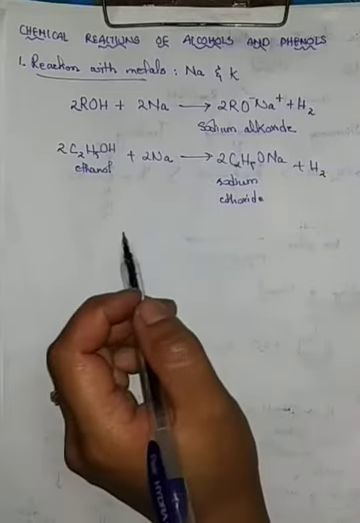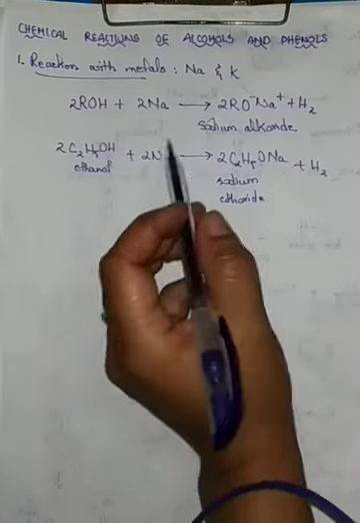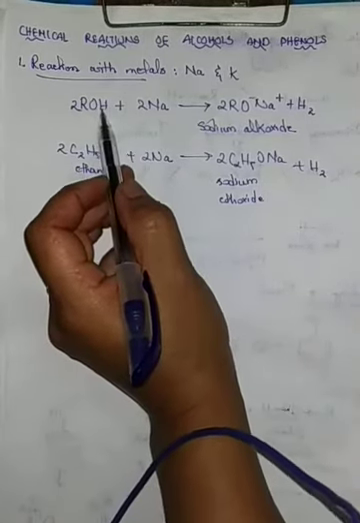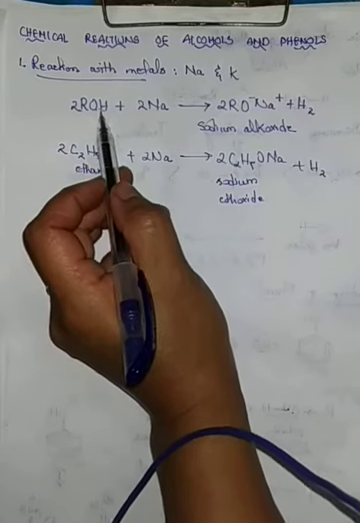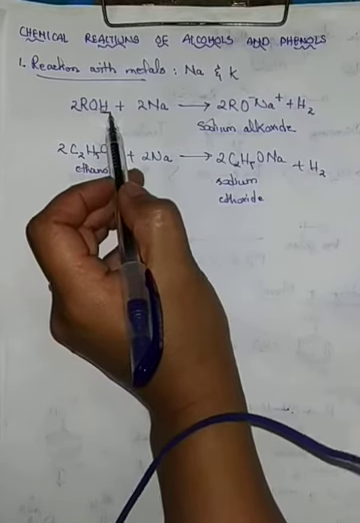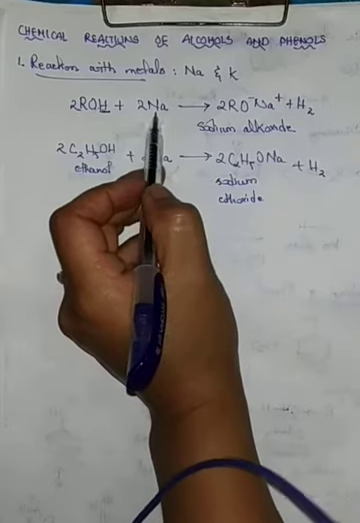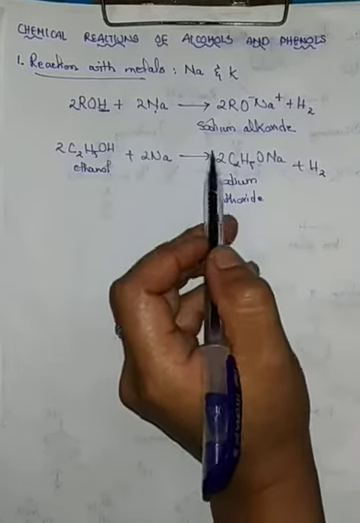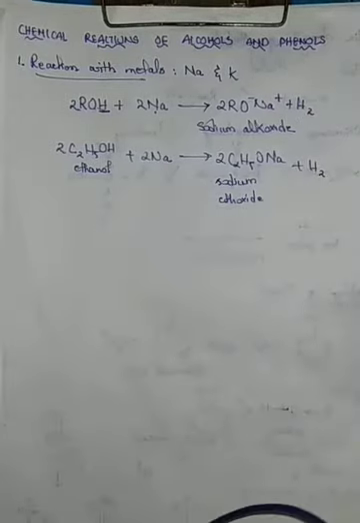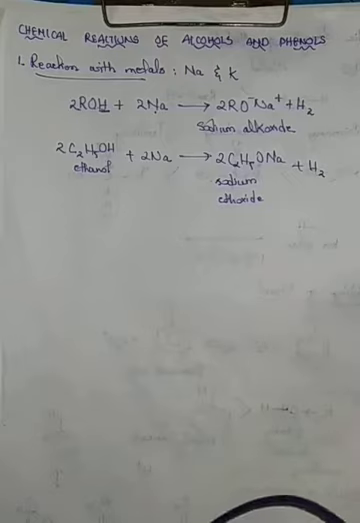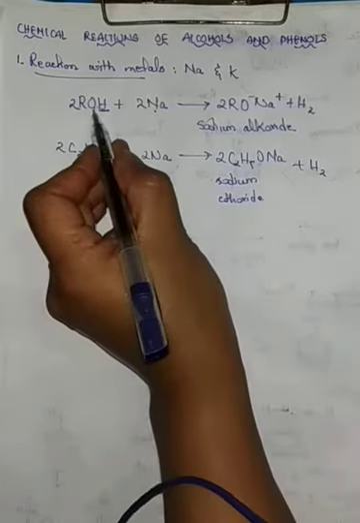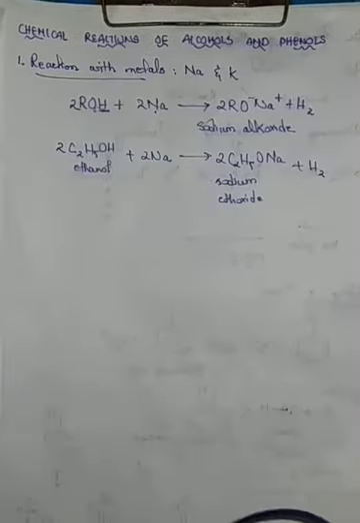Thus we see here that the hydrogen atom of the OH group in alcohols is displaced by the active metal sodium. This reaction shows that the hydrogen atom of the OH group in alcohol is acidic in nature. Thus the acidic nature of alcohols is due to the polar character of the OH bond. However, we know that alcohols are weaker acids than water.